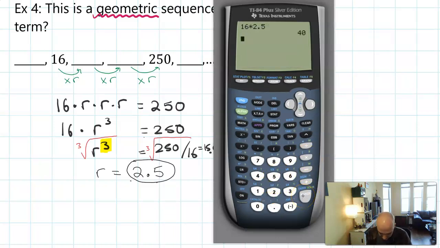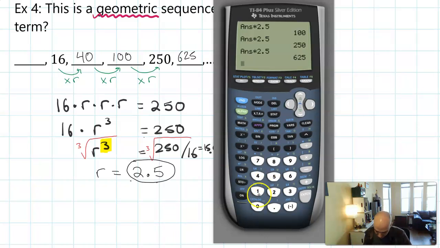Okay, that would be 40. So that says that'd be the next term. That would be 100. And times 2.5 again would give me 250. Do it again, you get 625. Okay, so that seems like I have found the right ratio.